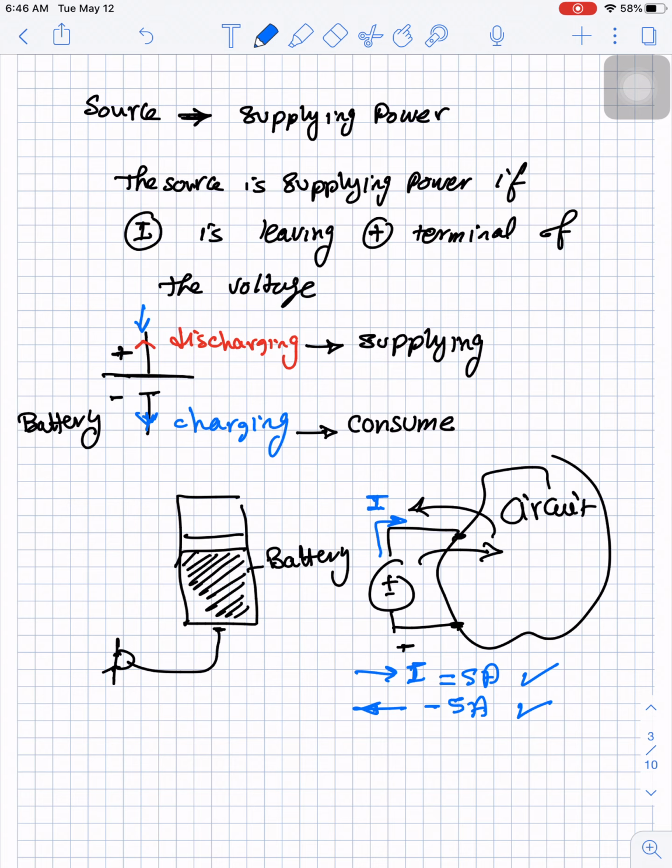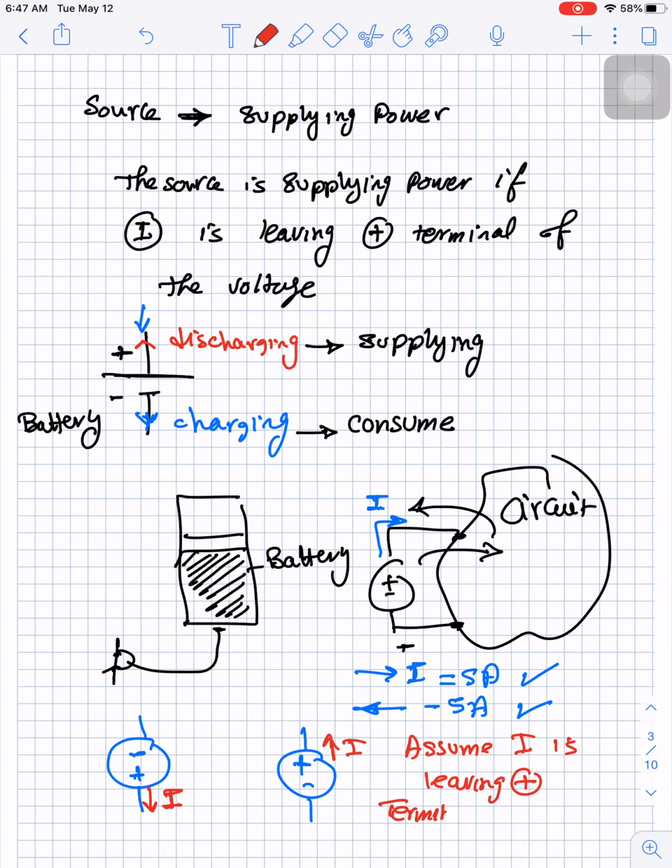So to summarize, whenever we have a source, say we have a voltage source like this, or a voltage source like this, we will always assume that the current I is leaving the positive terminal of the source. And we call this source notation. If it is a source, we will give it the benefit of the doubt and assume it is supplying.